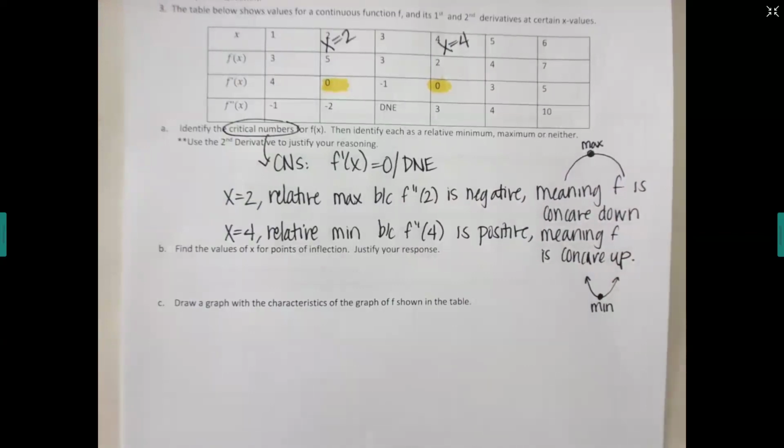So if you have a critical number and you happen to also know the concavity, that's enough for you to say, oh, it's a min or max. All right, let's keep going and finish out the question.